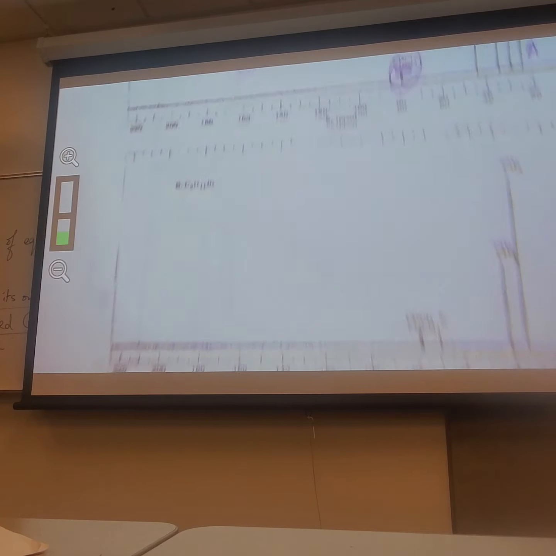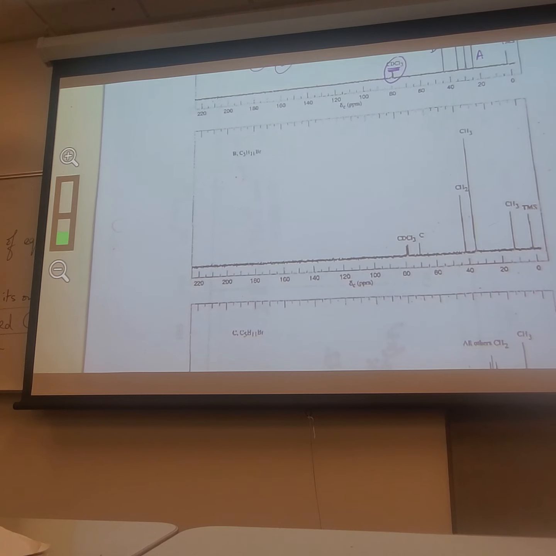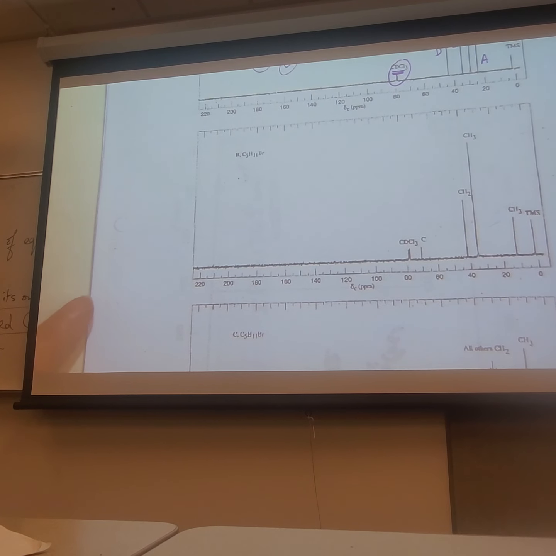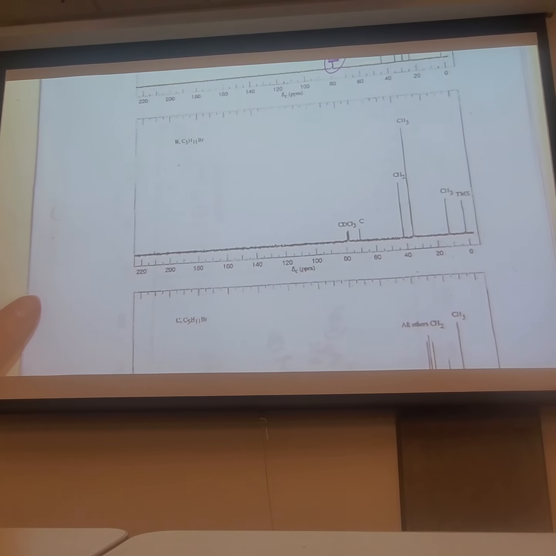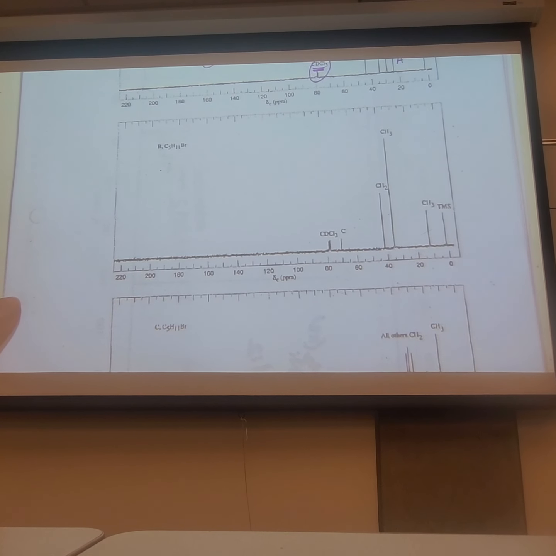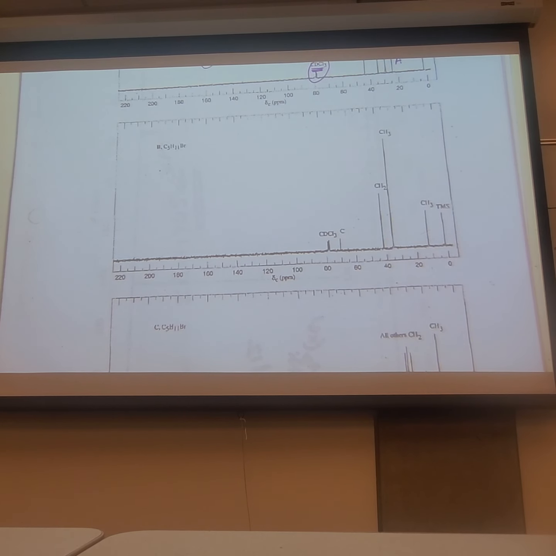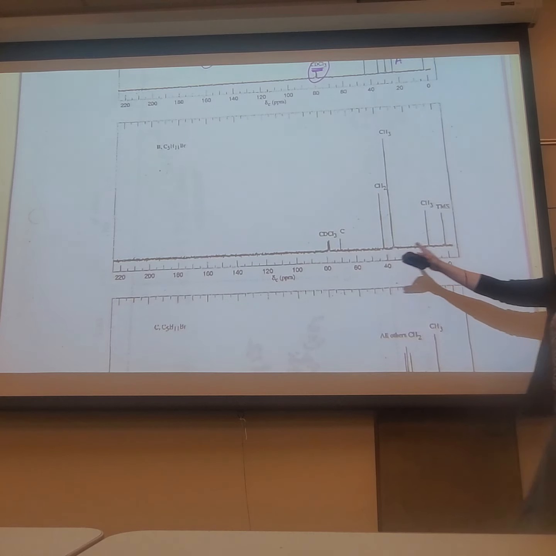Same chemical formula but different C13 spectrum. IHD therefore is still 0. But now notice the patterns are different. The carbons are different. So go ahead, why don't you guys work with each other, talk to each other, and tell me what is the structure of that compound, the second one.